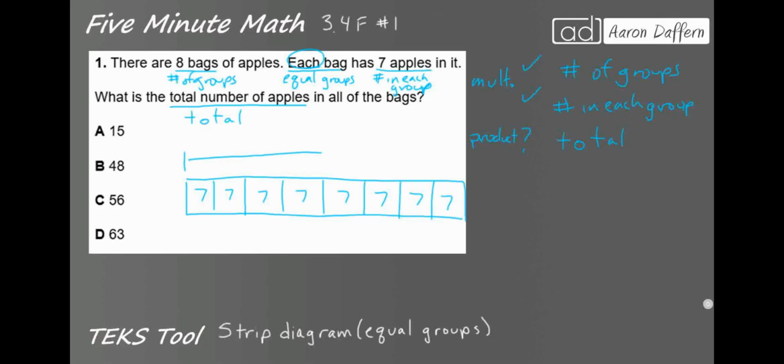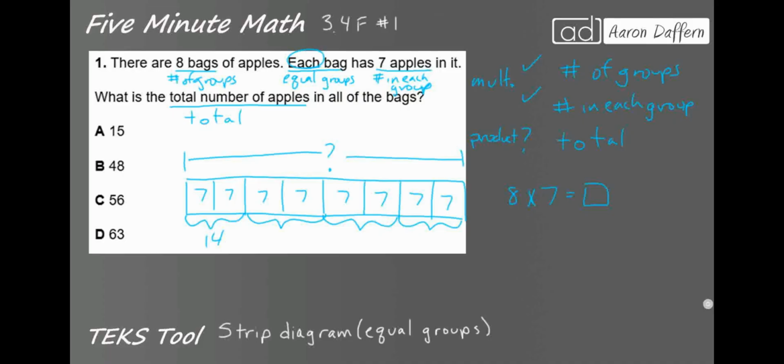Now this ends up being a really accurate strip diagram that we could use, and it just becomes a multiplication fact, right? 8 groups of 7. That's what we're looking for. Now, if you happen to have that multiplication fact memorized, which you should by the end of 3rd grade, well, then that's pretty simple. If you get stuck, what we could do is we can just kind of break this up into smaller chunks, right?